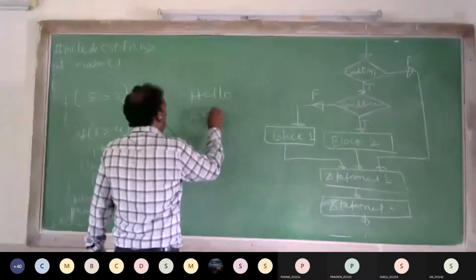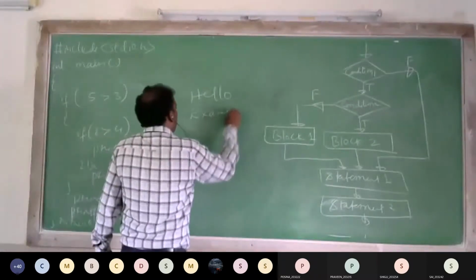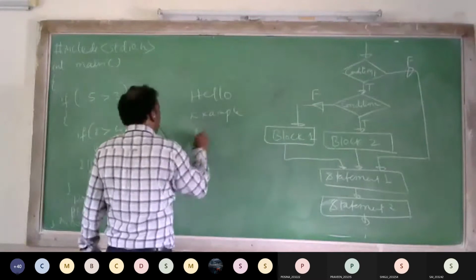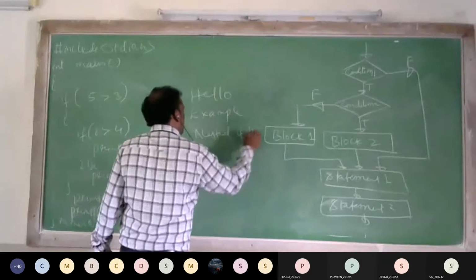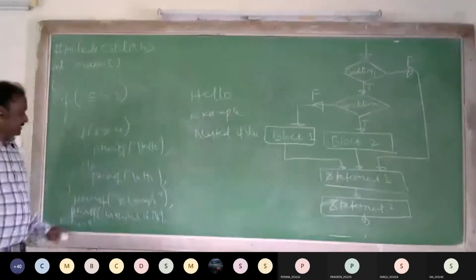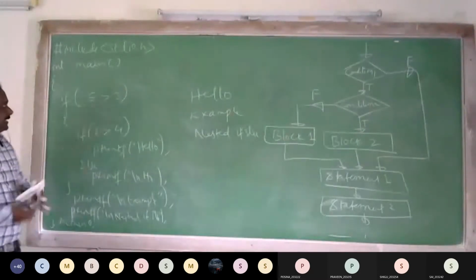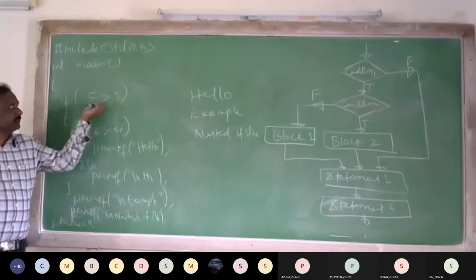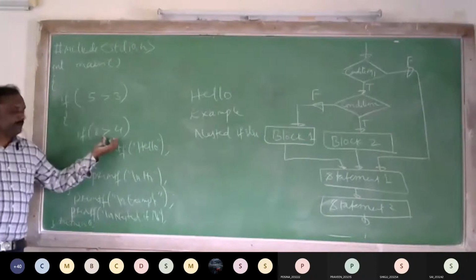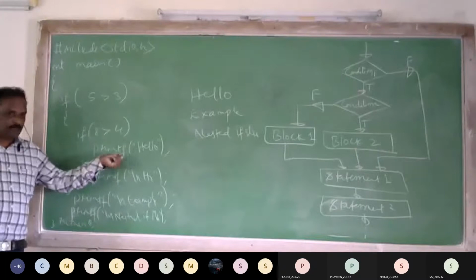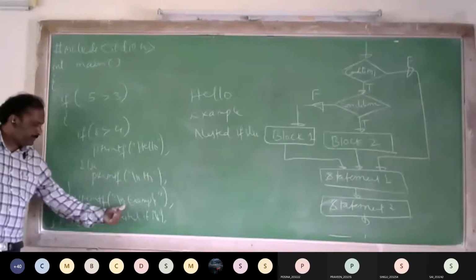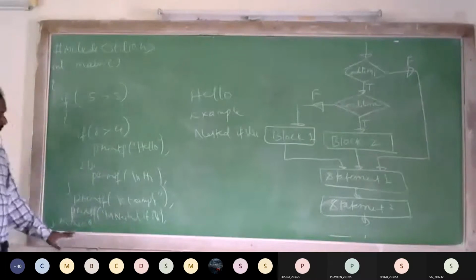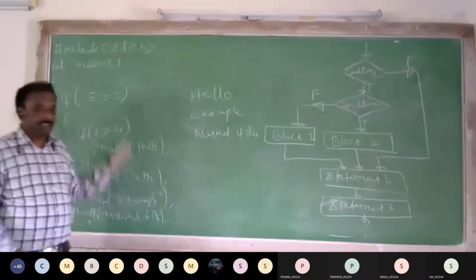Example, nested if else. Once again, condition 1 is true. It will check condition 2. If condition 2 is true, then it will execute this statement, hello, and it will come outside. What is the outside statement? Example, nested if else. So this will be the output of this program.